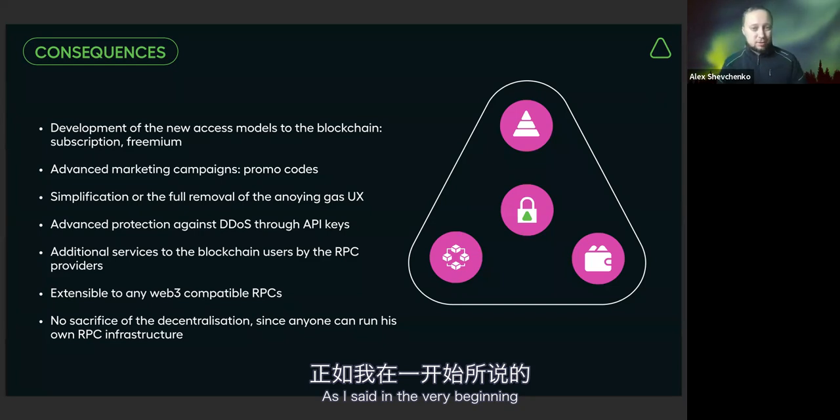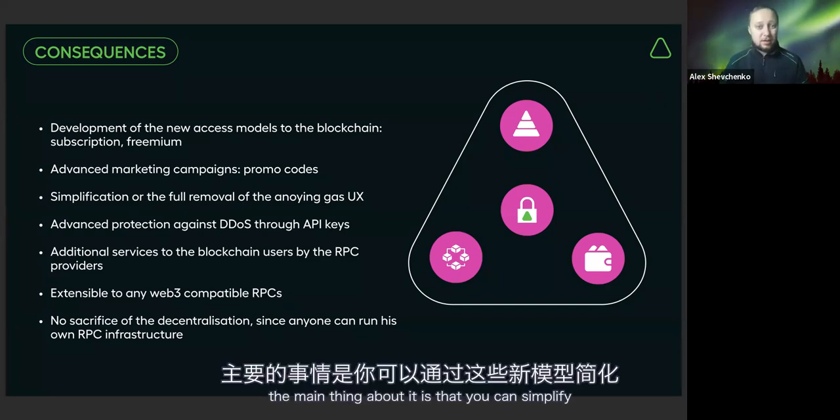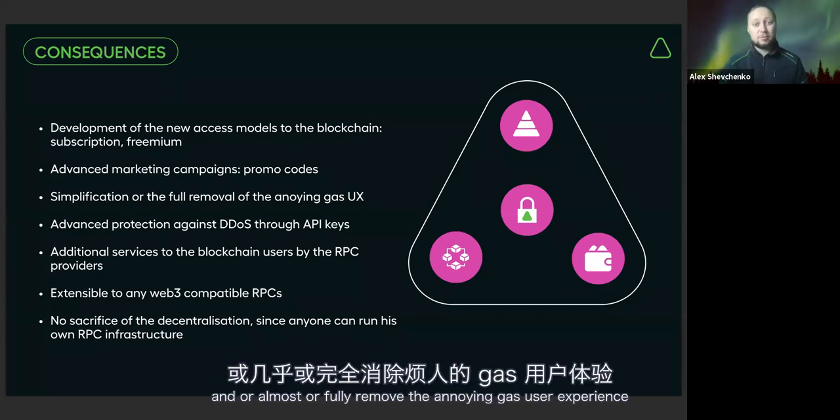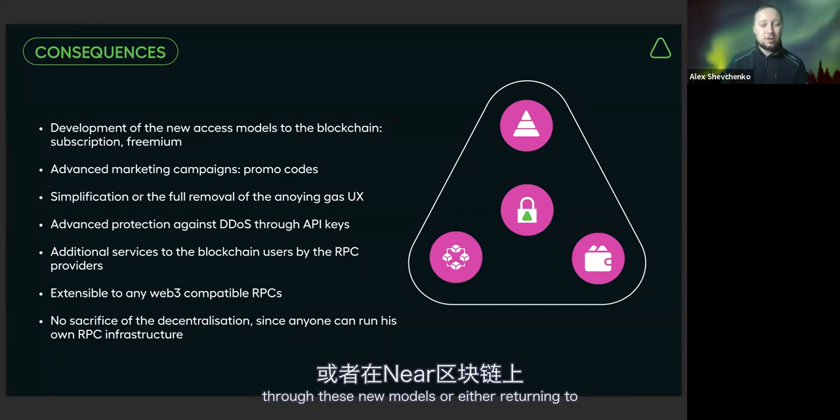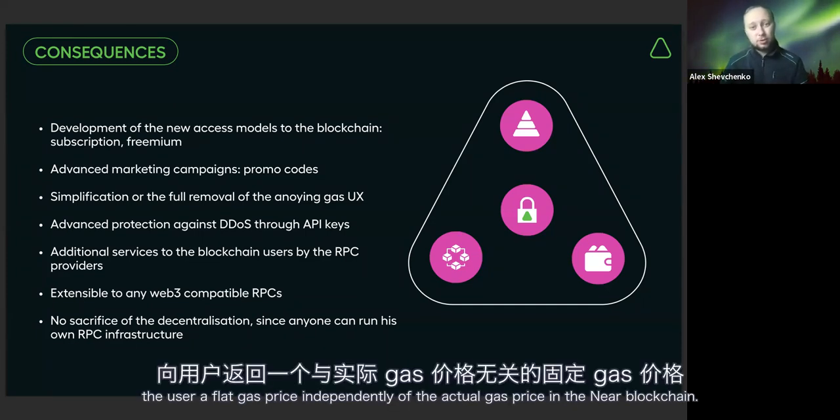As I said in the very beginning, the main thing about it is that you can simplify or fully remove the annoying gas user experience through these new models, or else return to the user a flat gas price independent of the actual gas price in the Near blockchain.